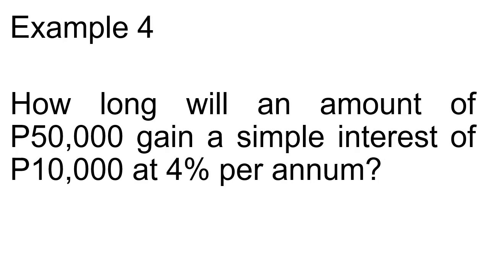Example 4. How long will an amount of 50,000 pesos gain a simple interest of 10,000 at 4% per annum? So let us analyze the given. So this problem is asking for how long. And when you say how long, this asks for time. Okay? So we will be solving for time. Then the amount of 50,000, so that's the principal amount. The simple interest of 10,000, so that's the interest. And 4% is the rate.